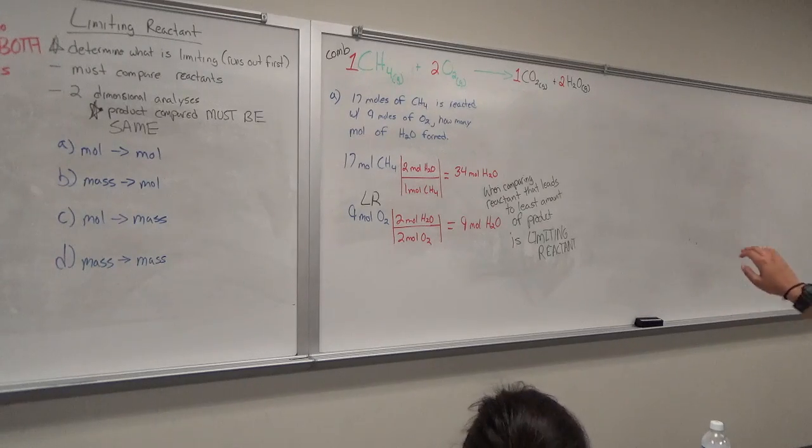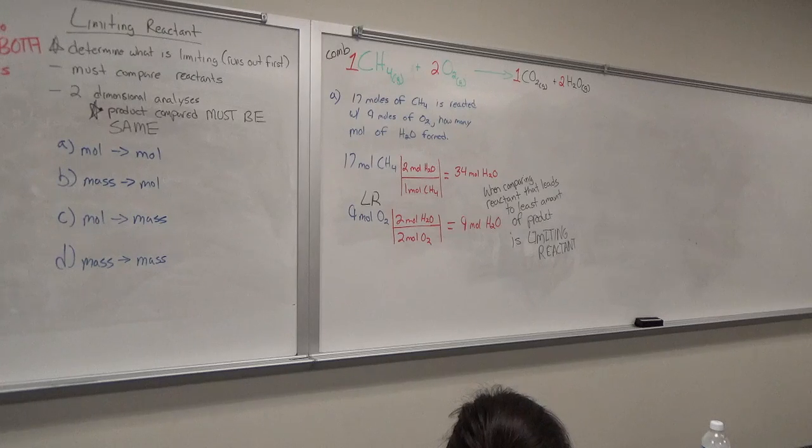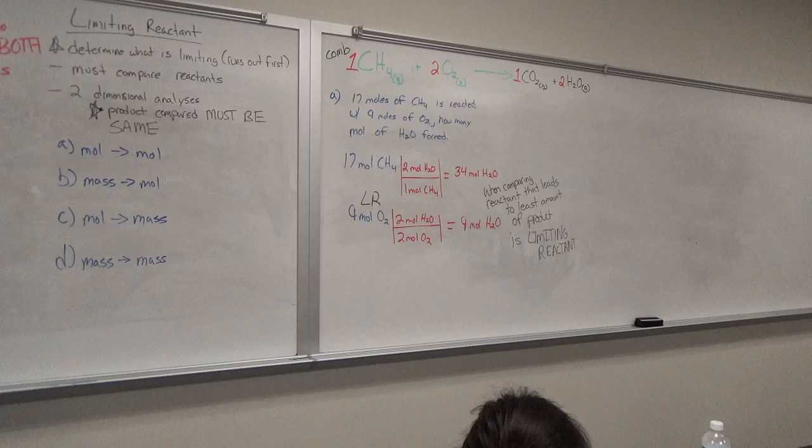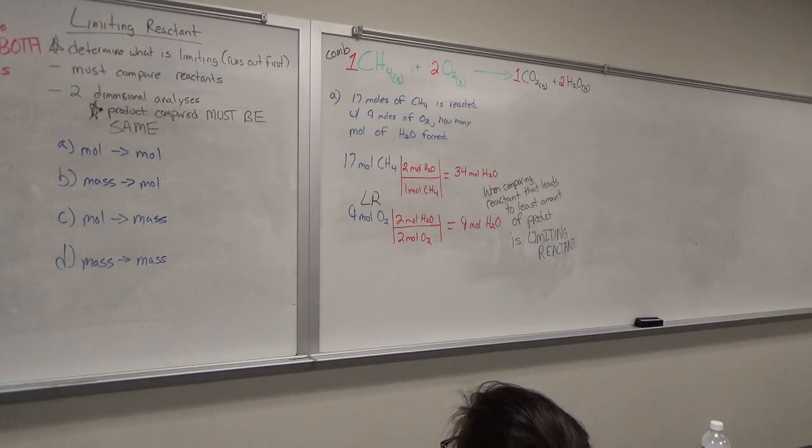I have a question. Uh-huh. So do we write the 9 or do we just write the O2? The limiting reactant is just the O2. O2, okay. Yeah, the amount of moles is not really concerning the limiting reactant. You just write that O2 is going to be limited.